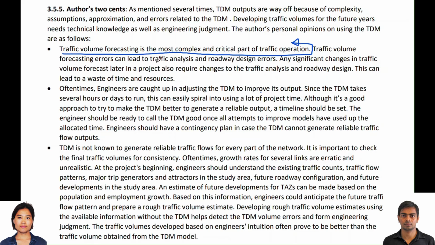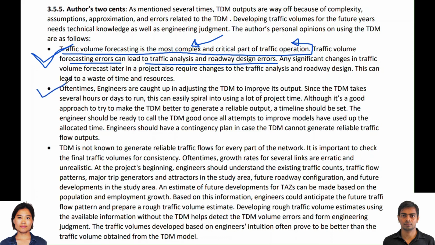So traffic volume forecasting errors can lead to traffic analysis and roadway design errors. At a later stage, if we find out some of our numbers are not consistent, then we have to revise our roadway design and traffic analysis. So it's very important to give focus to traffic volume forecasting and try to finalize a number that is what we are expecting, and that is consistent with models. So that's the first one, about the importance of traffic volume forecasting. It is very important because it lays the foundation for future work in traffic analysis and roadway design.